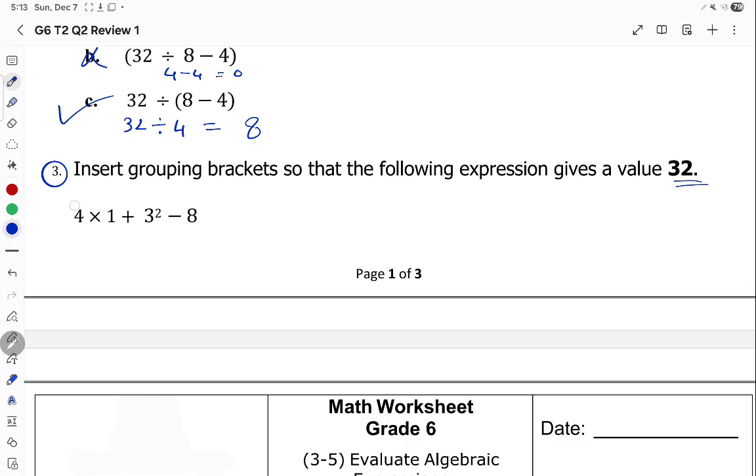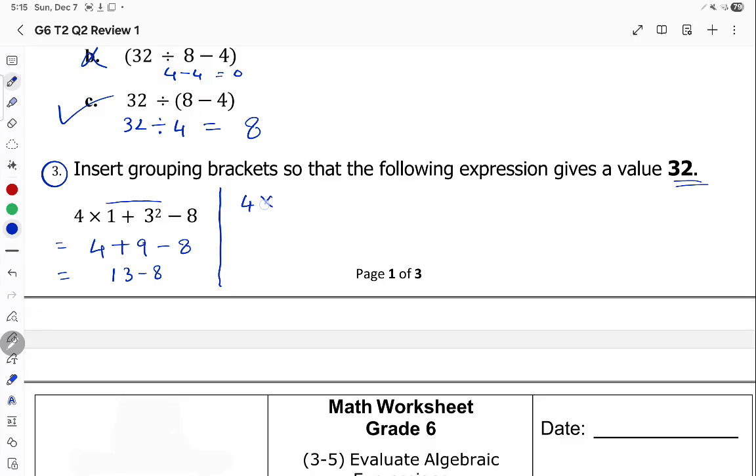Following the PEMDAS rule, we solve this one first. So 4 times 1 is 4, plus 3 to the power of 2 is 9, 3 times 3, which is 9, minus 8. Now we follow the PEMDAS rule where we have addition and subtraction, but we need to follow whichever comes first from left to right. So we have 4 plus 9 is 13. 13 minus 8 won't be 32 anyway, so we don't need to continue. So this doesn't work.